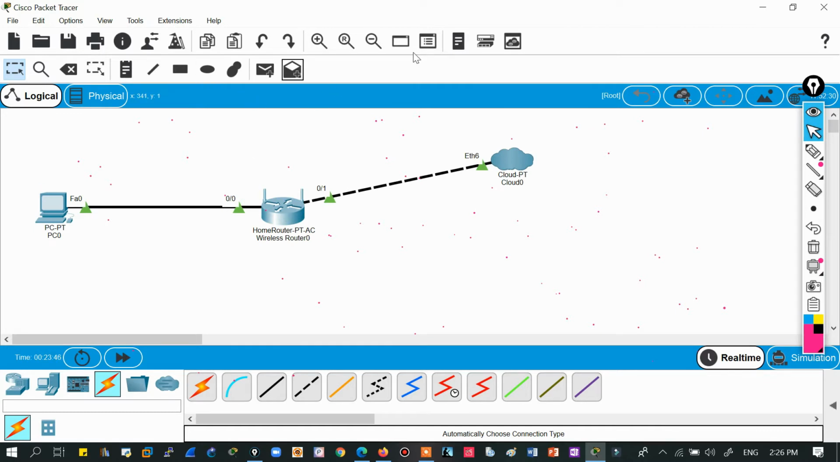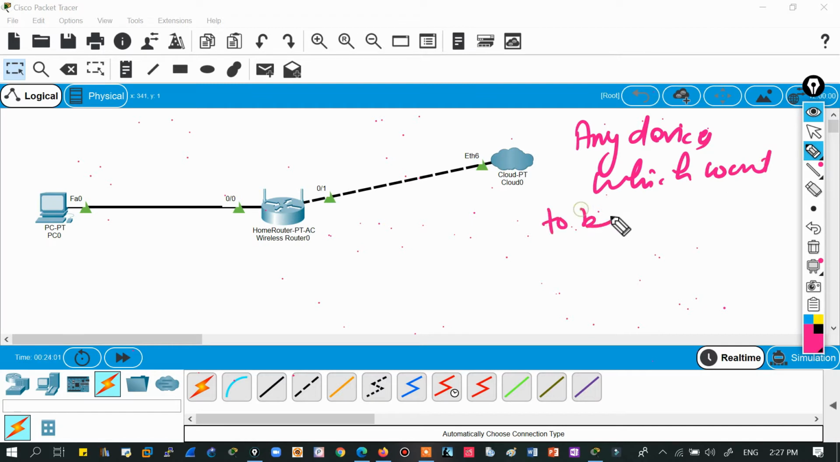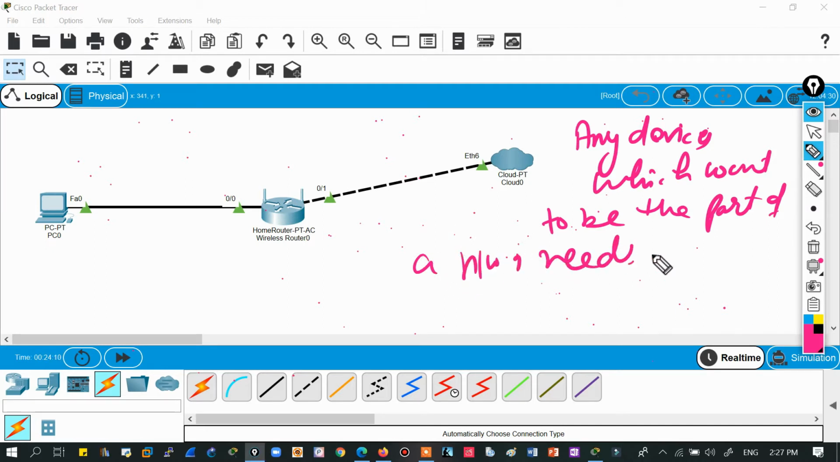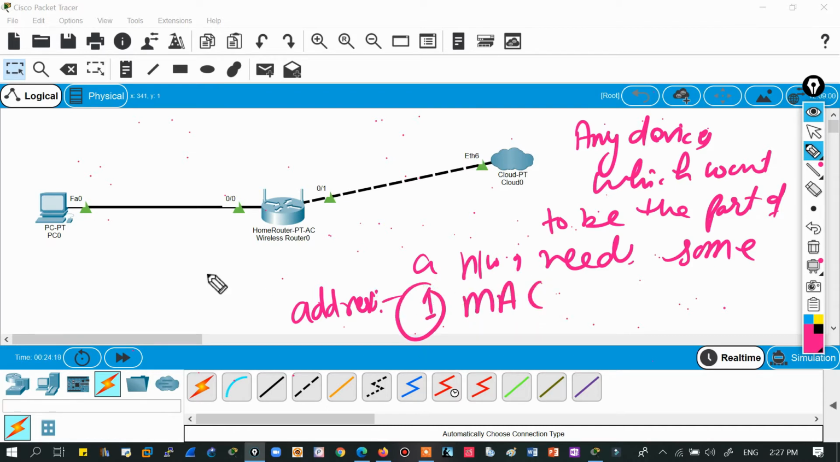It means in simple words, any device which wants to be the part of a network needs some addresses, right? And what are those addresses? First of all, the MAC address, the physical address. When this device is manufactured, it is assigned a serial number, so that is its media access control, MAC address. That is a 48-bit address.